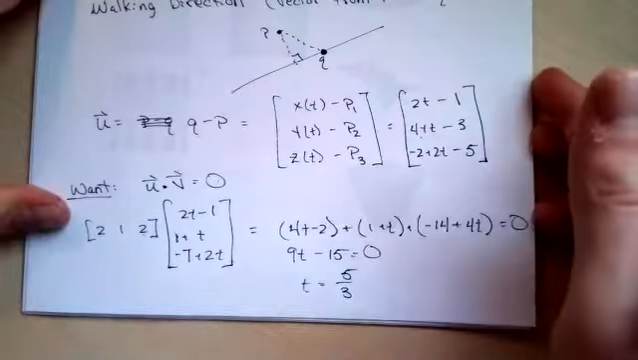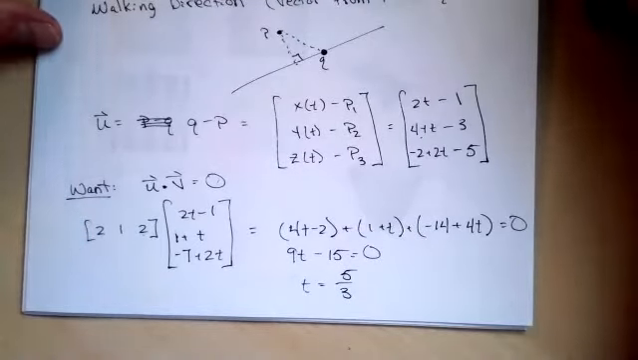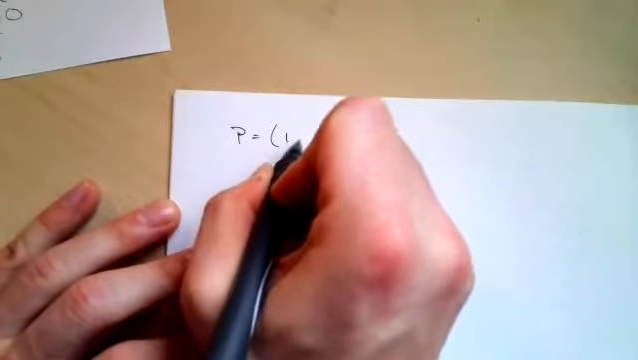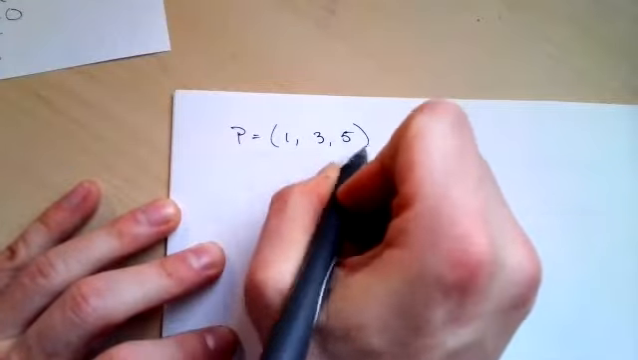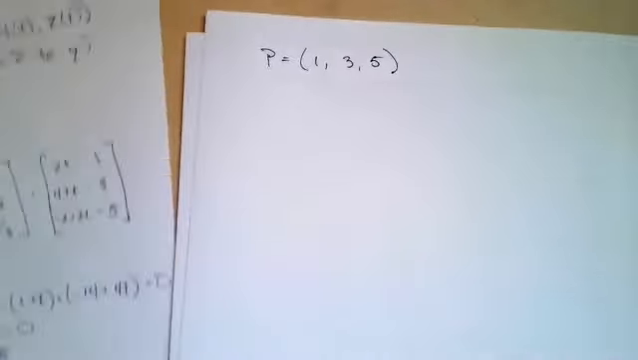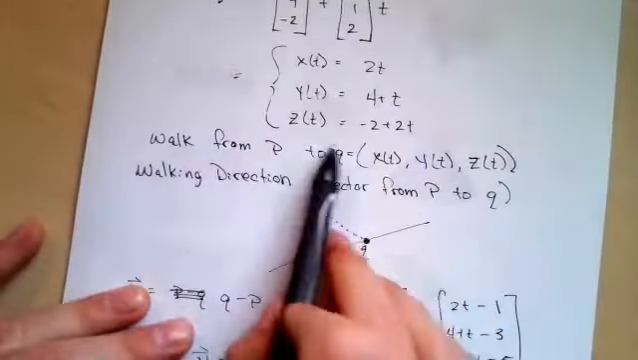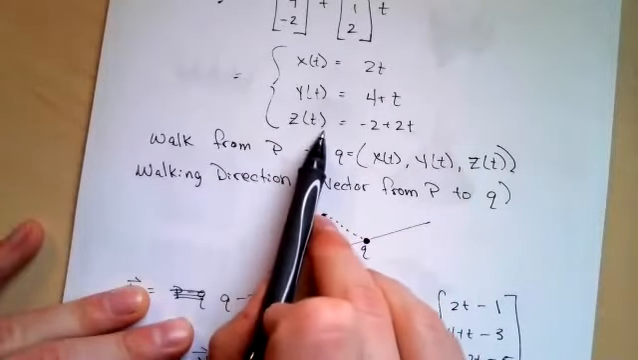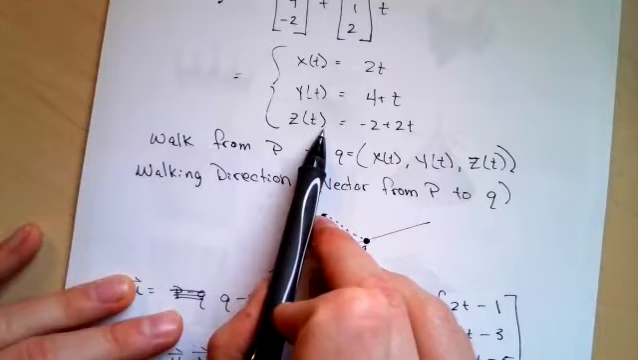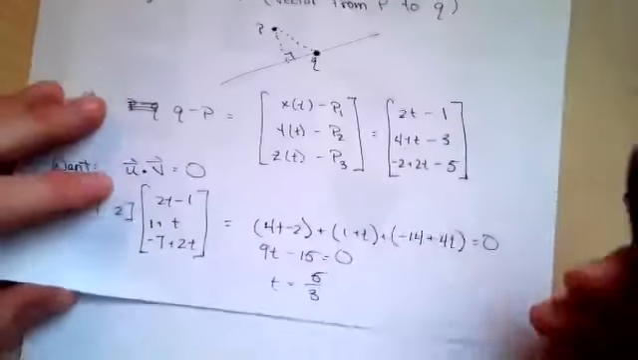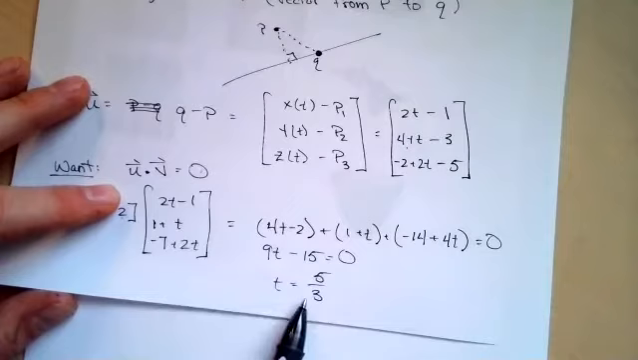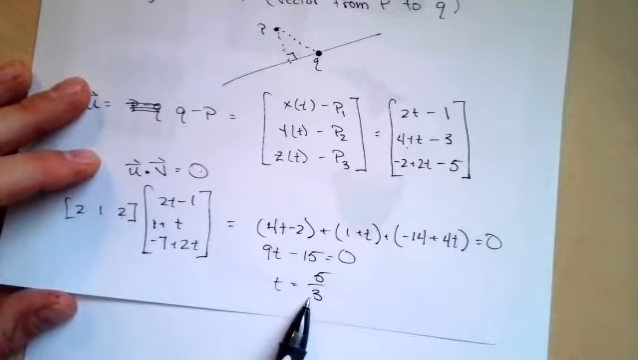So what does this tell us? Let's go back and summarize everything. We're starting at this point P, (1, 3, 5). We know for any point on the line, we would hit a point with coordinates x, y, or z in terms of t. And we found out the point we need to hit in order to have a perpendicular direction of travel is going to have a t value of 5/3. In other words, we can find our Q now.